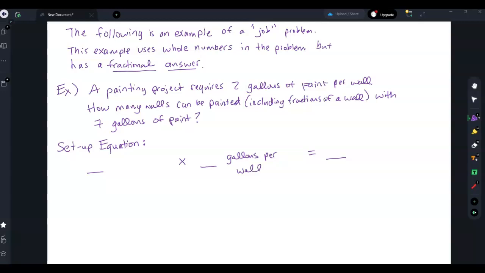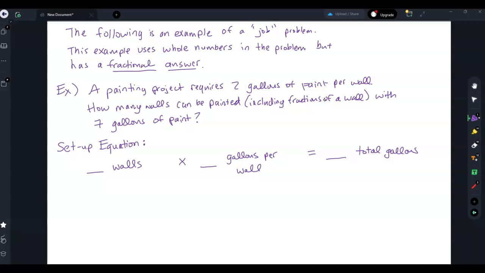Once you decide what the units are, the correct units are on the second number, whatever comes after the word per, that unit is going to go on the first number. So I know the first number is going to be in walls. And then whatever word comes before the word per is going to be on my answer. And sometimes I'll write the word total. But if you didn't say total gallons, if you just said gallons, that's perfectly fine.